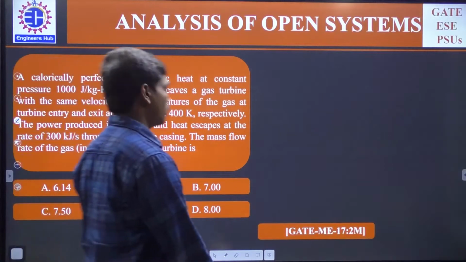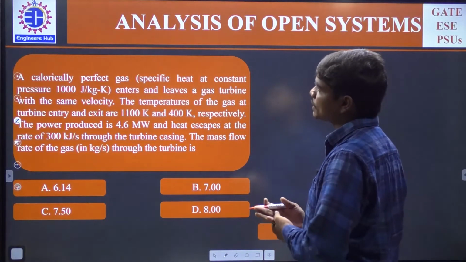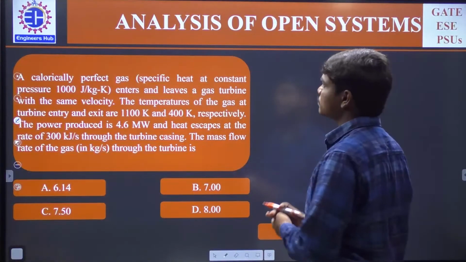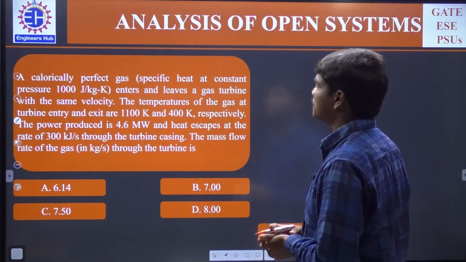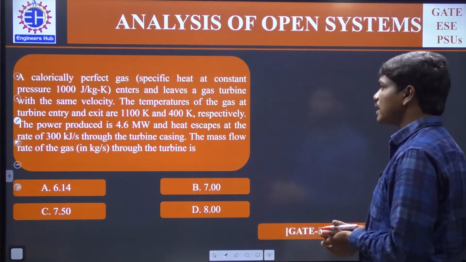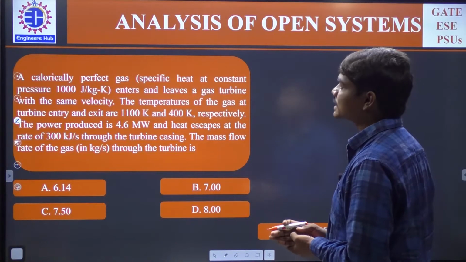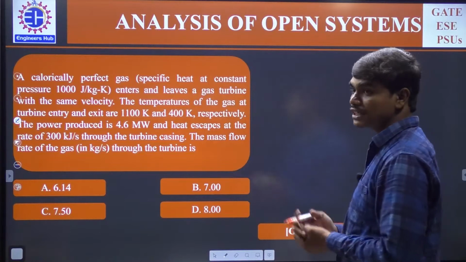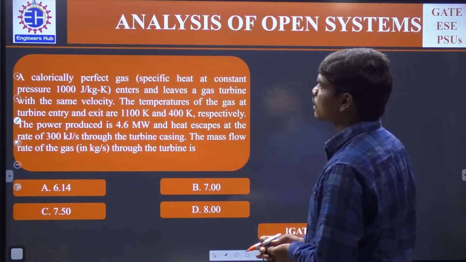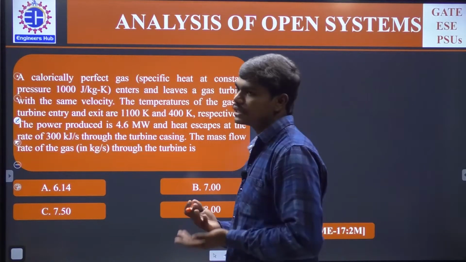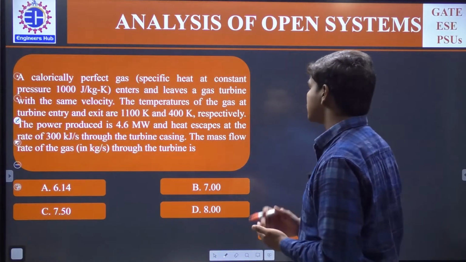Okay, so this is the question. A calorifically perfect gas, specific heat at constant pressure 1000 joule per kg Kelvin, enters and leaves a gas turbine with same velocity, means there is nothing changing kinetic energy macroscopically. The temperature of the gas at the turbine entry and exit are 1100 and 400 respectively. The power produced is 4.6 megawatts and heat escapes at 300 kilojoules per second through the turbine casing. The mass flow rate of the gas, generally turbines deal with kgs of steam per second. So let us try to solve this question.